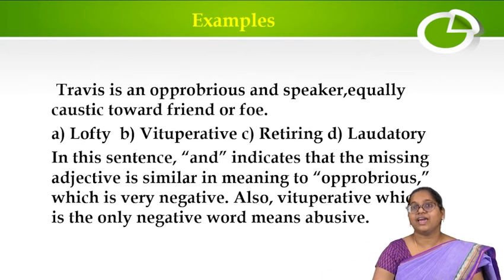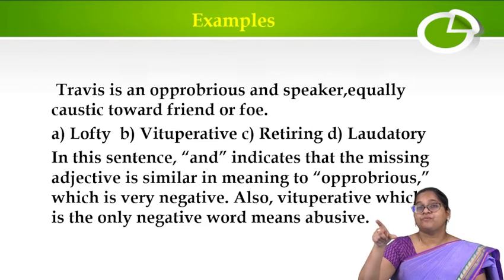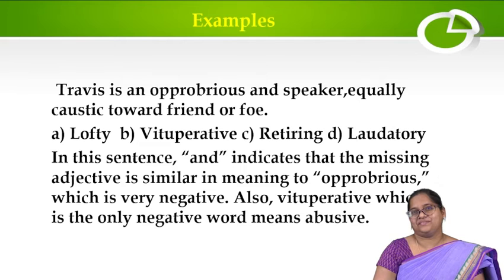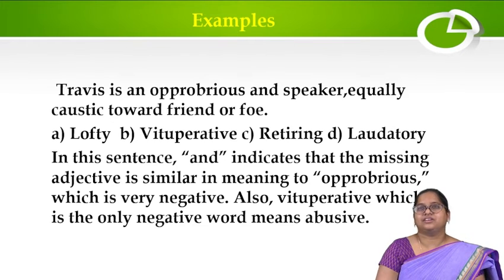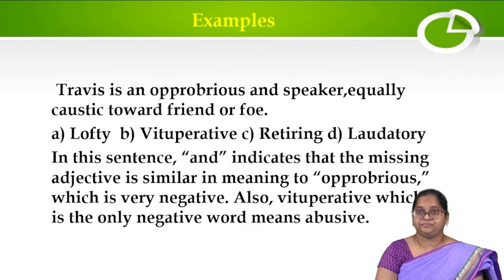So in this sentence, there is "an opprobrious and" speaker. "And" is an indicator that the missing adjective is what? Opprobrious, and vituperative, right? That is why the missing word is given there. It is very much similar to opprobrious, which is a negative word, right? So vituperative means negative, which means abusive.